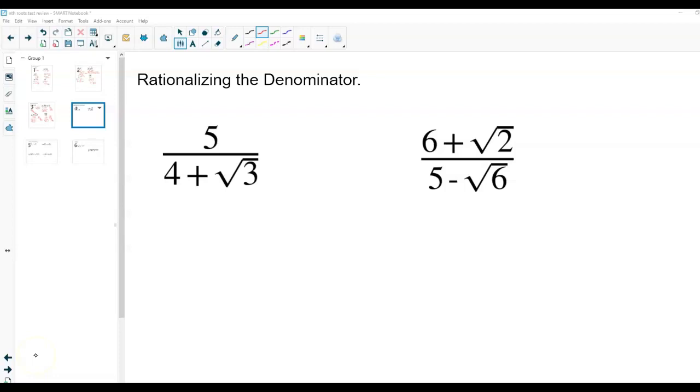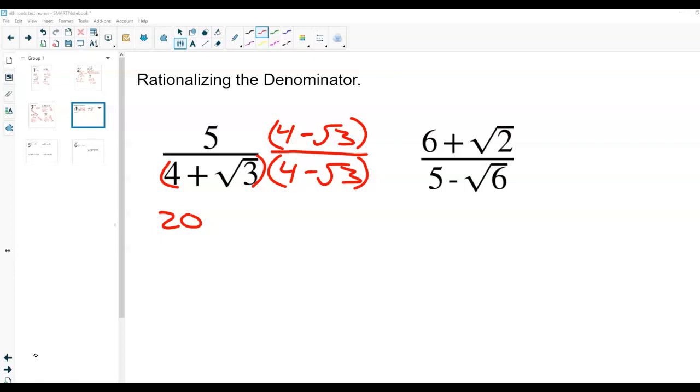When you have the radical in the denominator like this, multiply by the conjugate, which is essentially whatever is in the denominator with the opposite sign. The top is just distribution. 5 times 4 is 20. 5 times negative root 3 is 5 minus root 3.